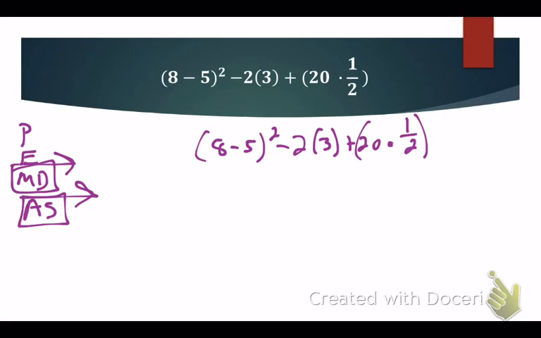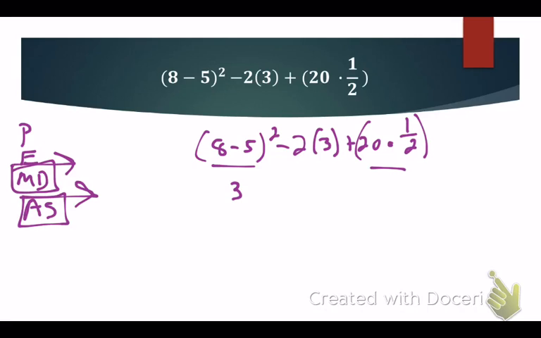Alright, what do I do first? Well, I look for parentheses. Okay, I have several parentheses. I have one here and here. So which one do I do first? Well, I do the one from left to right. When I have 2 of the same operations, I work from left to right. So I'm going to go ahead and do that. 8 minus 5, I'm going to do that one first. That would give me 3.